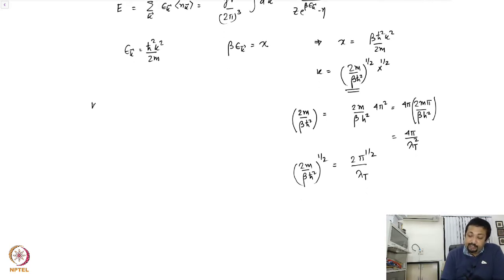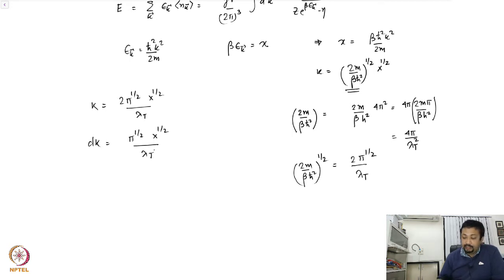So then I have the relation that k is going to be 2 pi to the power half x to the power half divided by lambda t, and dk is going to be pi to the power half x to the power half over lambda t. So we are repeatedly going to use this as a measure.